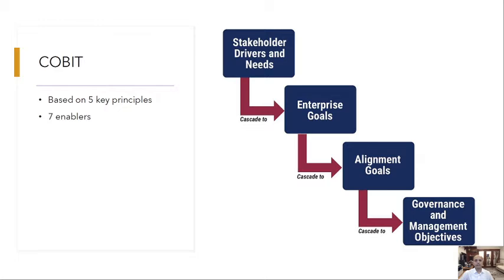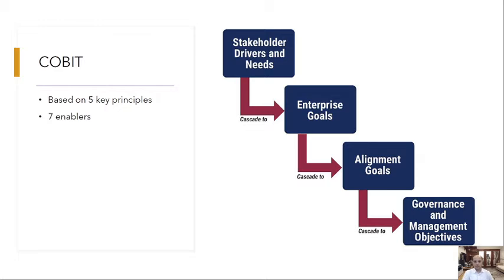The second principle is covering the enterprise end to end. It means we need to cover the whole enterprise, right? We should not leave any particular part of that enterprise. So that is our second key principle. The third one is applying a single integrated framework. So whatever framework we are going to use, whether it is COBIT 5, then each and everything should be aligned as per the COBIT 5 framework only.